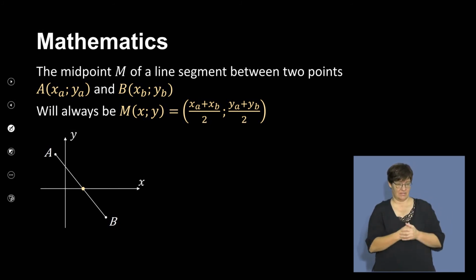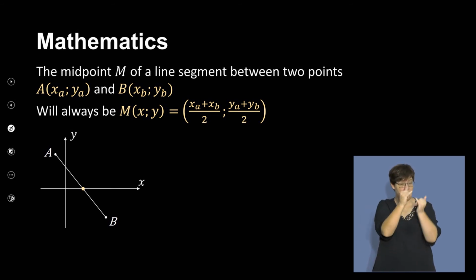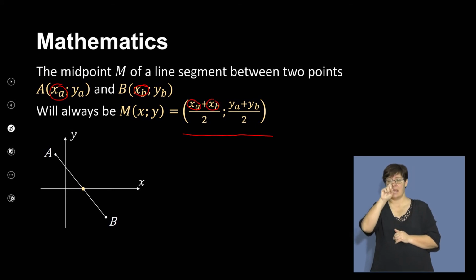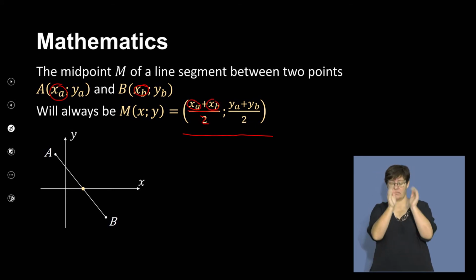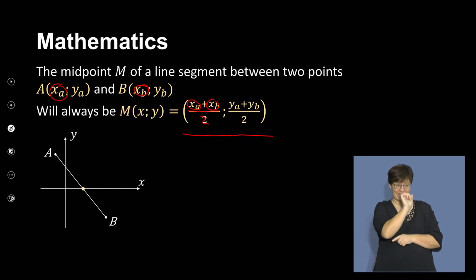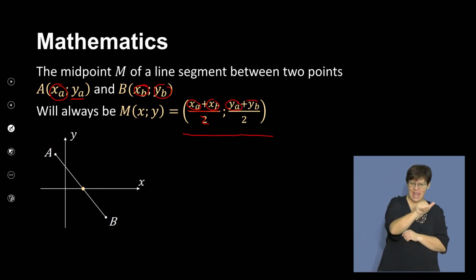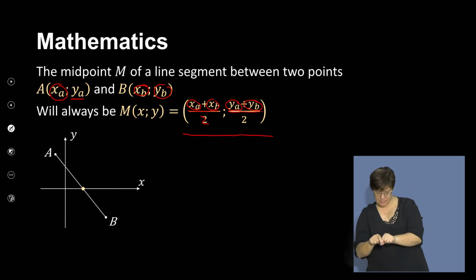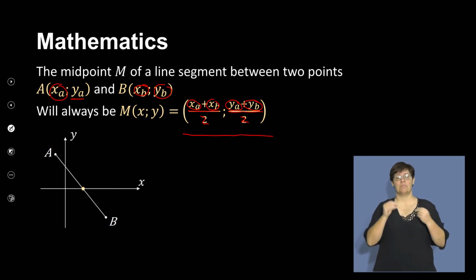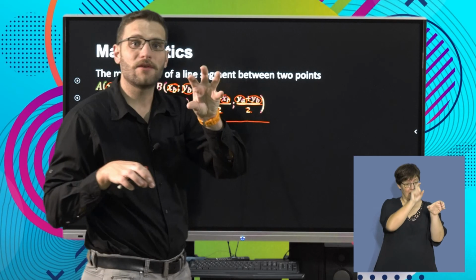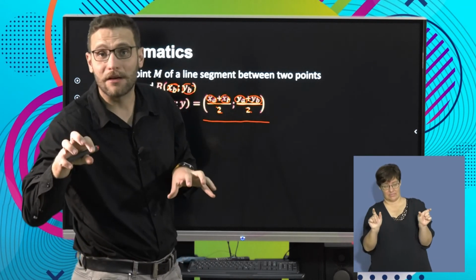Now, the formula is pretty straightforward. The midpoint of a line is always going to be like this. It's going to be the x value of the first one, add the x value of the second one, and divide by 2, and that's going to give me the x coordinate of the midpoint. Then, similarly, I'm going to take the y value of the first one, add the y value of the second one, and divide that by 2, and that's going to give me the y coordinate of the midpoint. And so when I calculate the midpoint, it's two calculations. It's the calculation for the x coordinate, and it's the calculation for the y coordinate.